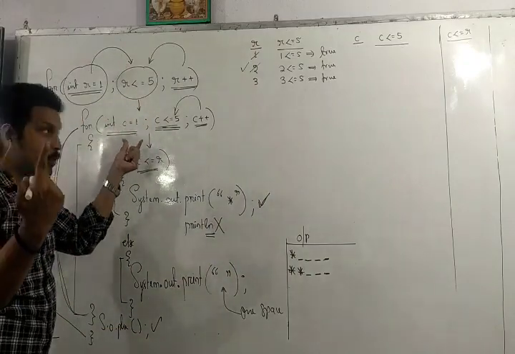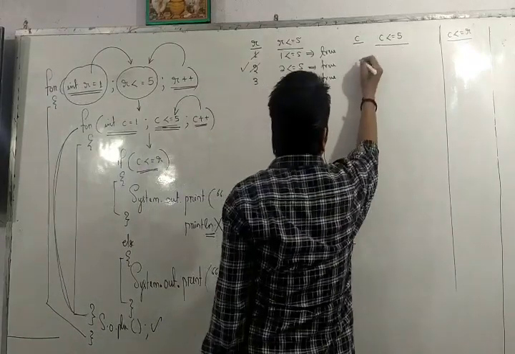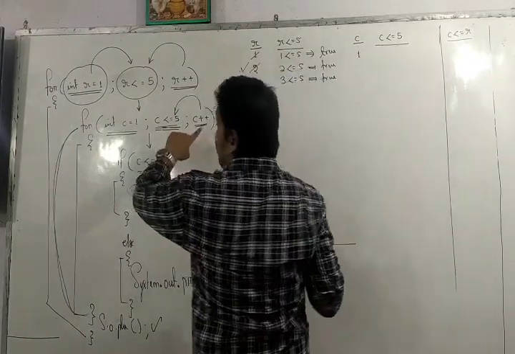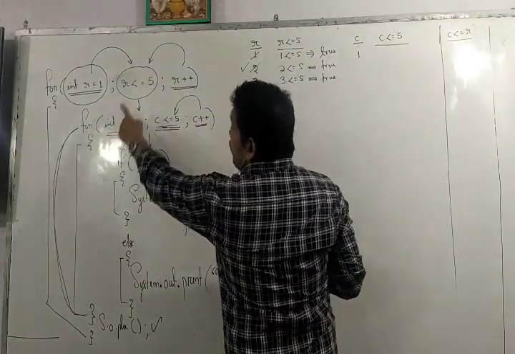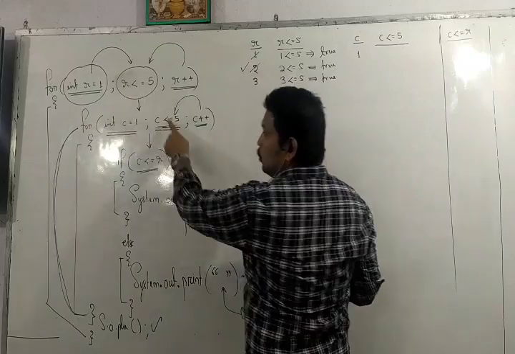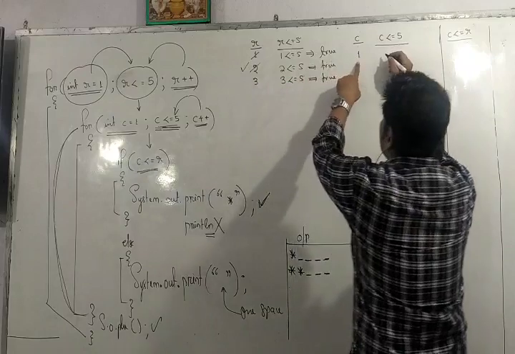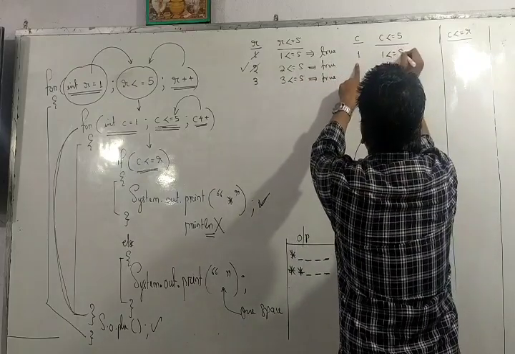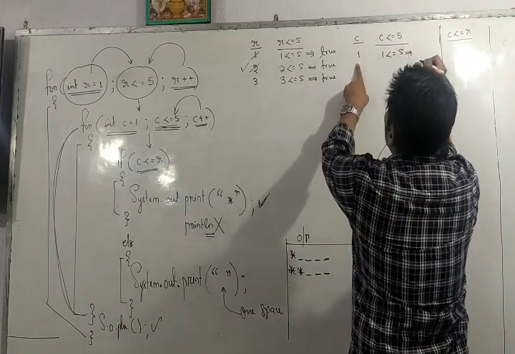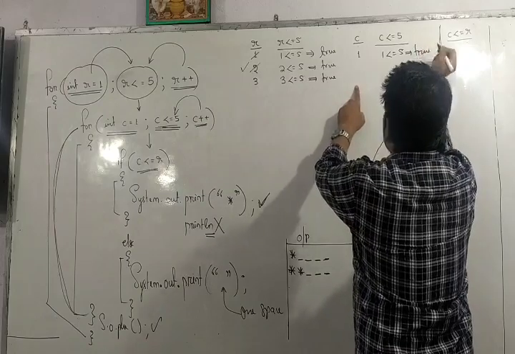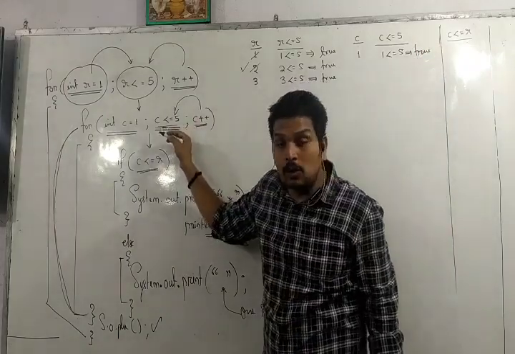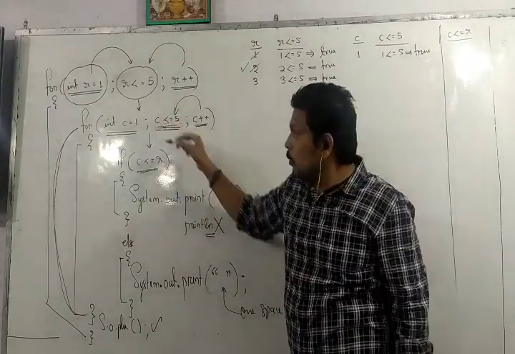C is equal to 1. Then the control will go to the testing expression of inner for loop, that is C less than equal to 5. What is the value of C? It is 1. 1 less than equal to 5. True or false? It is true. If it is true, the control will go to the body of inner for loop.